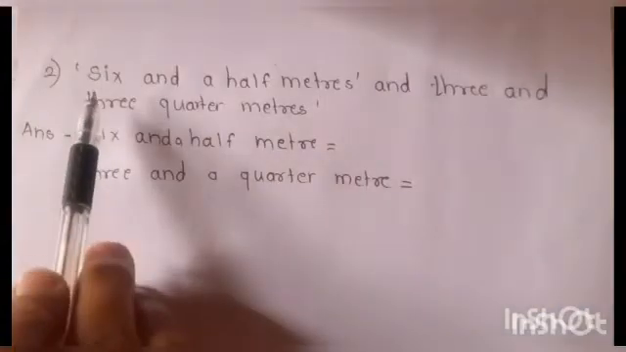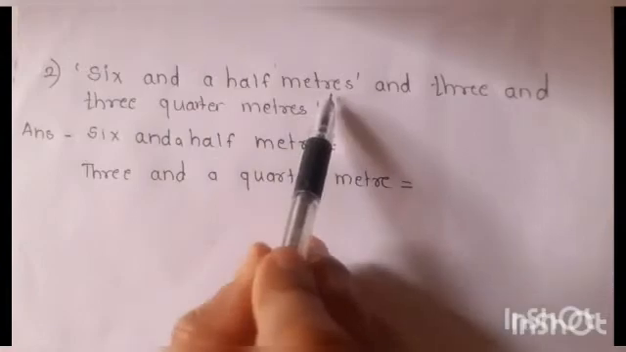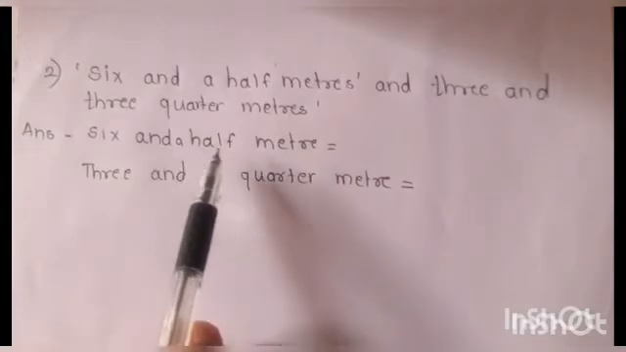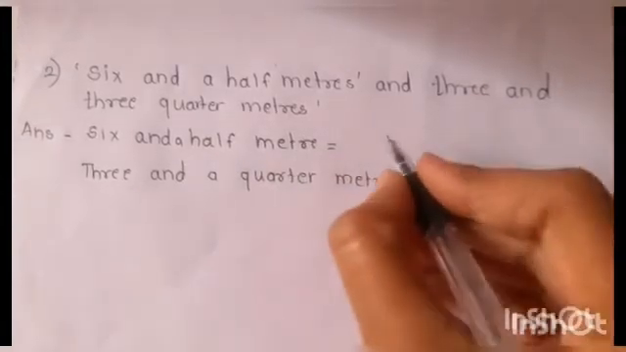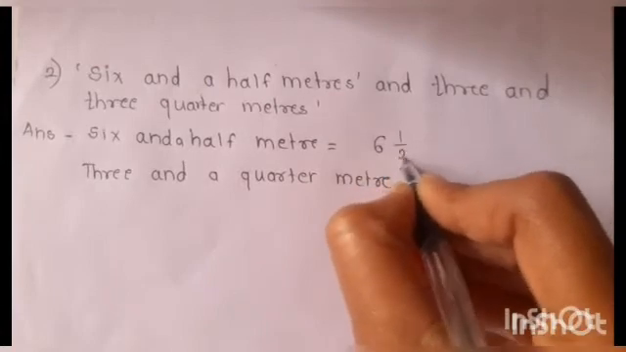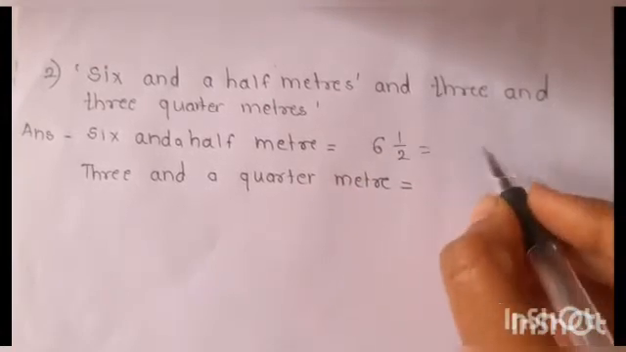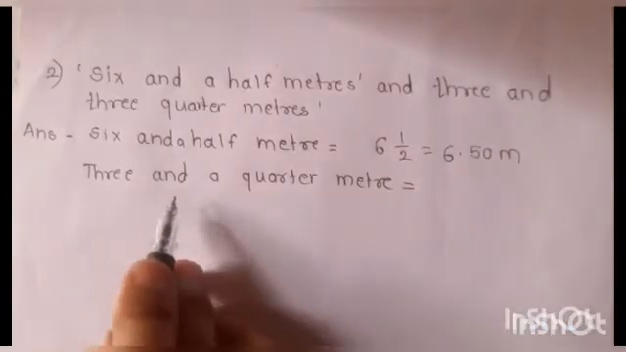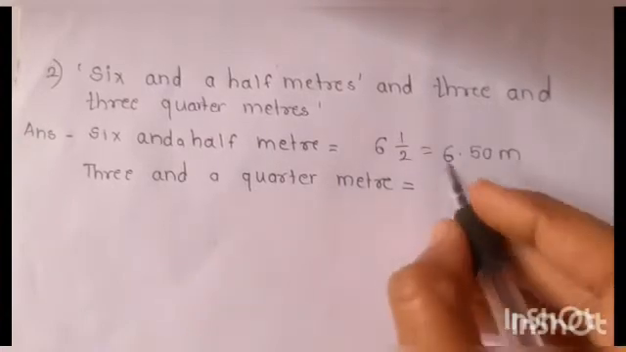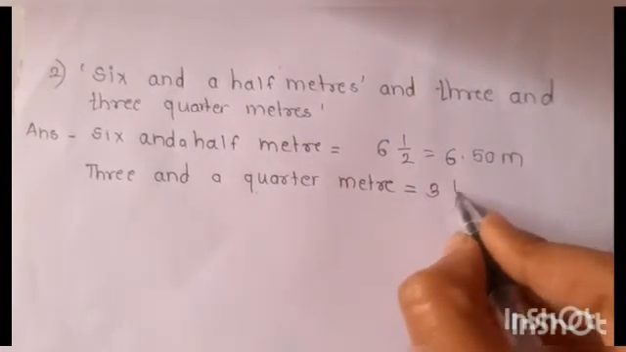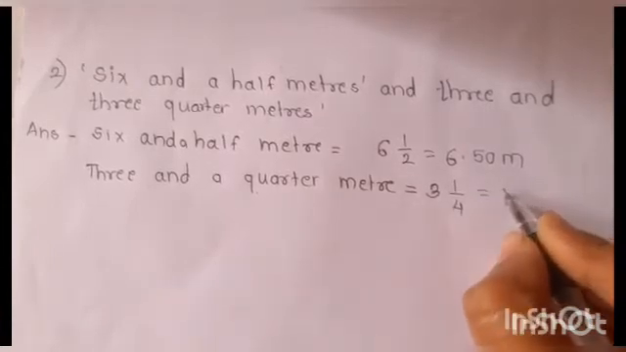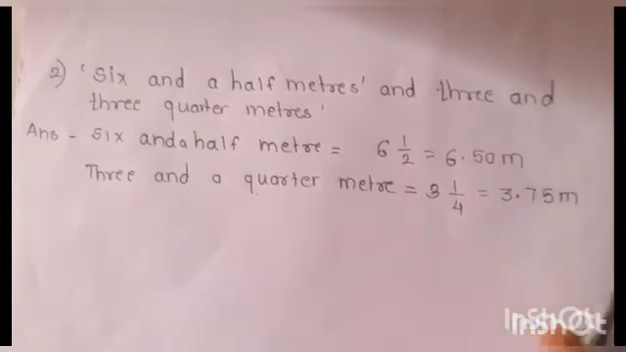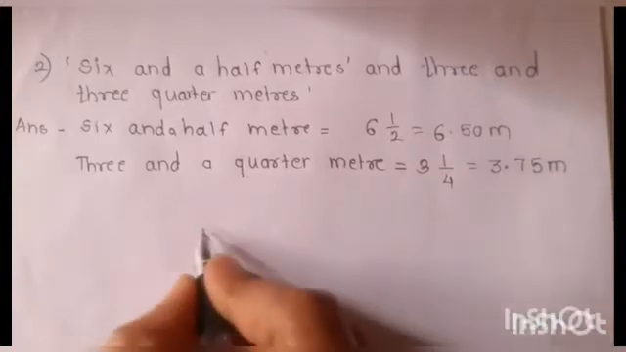Now moving on to the second, 6 1/2 meters and 3 3/4 meters. 6 1/2 meter means 6, and half you know is 0.5, so 6.50 meter. Then 3 3/4 meter. Here it is a quarter. Remember, 3 3/4 is equal to 3.75. Three quarters means 0.75.